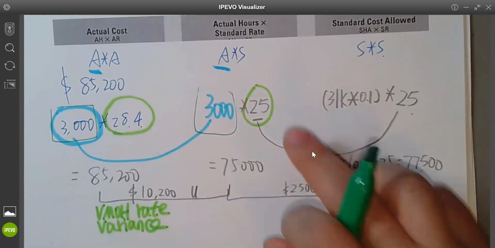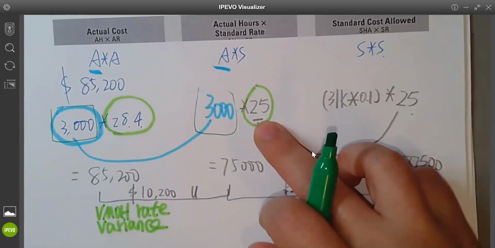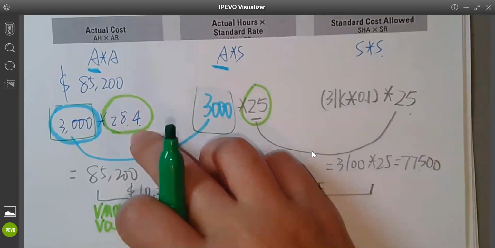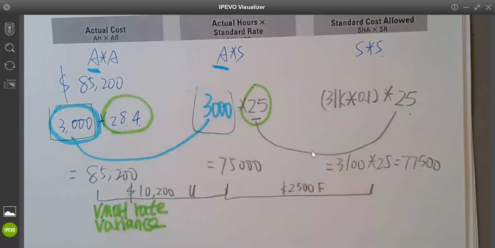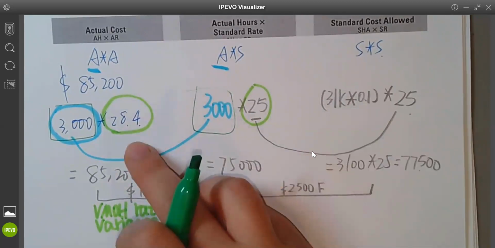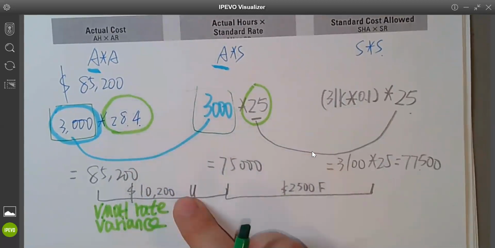We thought that the rate will be $25 per machine hour. Whenever you have 1 machine hour, you allocate $25 to your variable manufacturing overhead. But actually, we have to allocate $28.4. Okay, so we have to allocate more cost. So we have unfavorable variable manufacturing overhead rate variance.